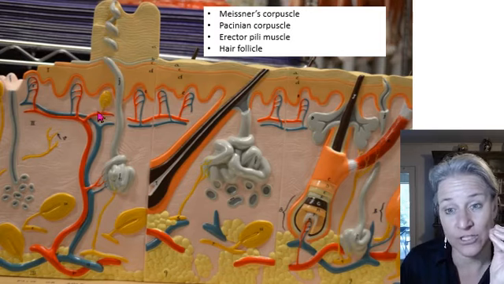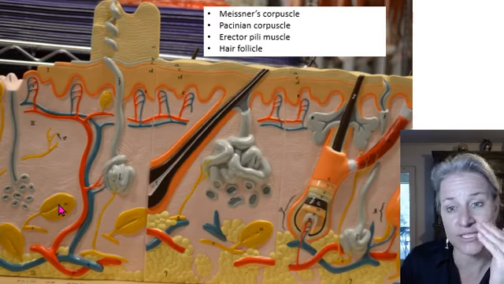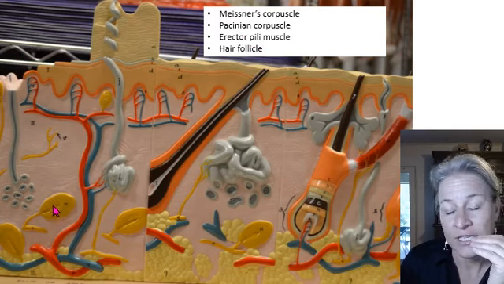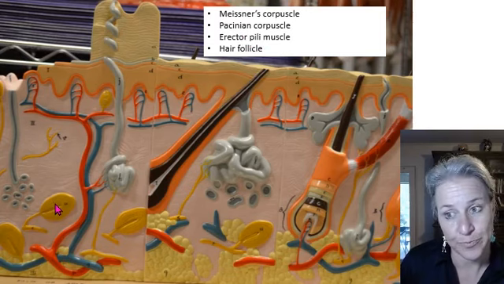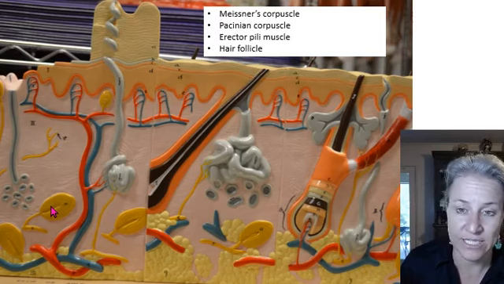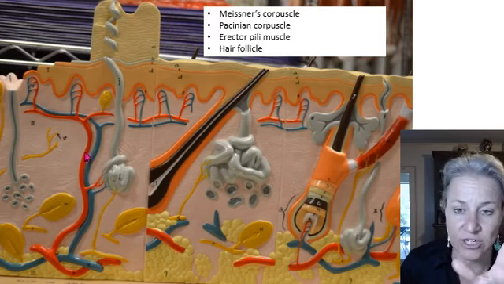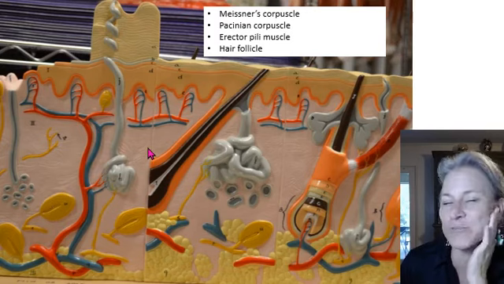And the other one I want you to know is this one, which is the Pacinian corpuscle. The Pacinian corpuscle is deep down in the dermis, practically in the hypodermis, and so it's going to be best at detecting deep pressure. So up here we have the Meissner corpuscle for light pressure, and down here we have the Pacinian corpuscle for deep pressure. So for this first test, let's just learn those 2, okay, for now. Later we're going to learn some more.